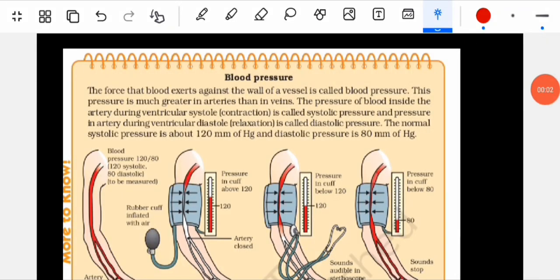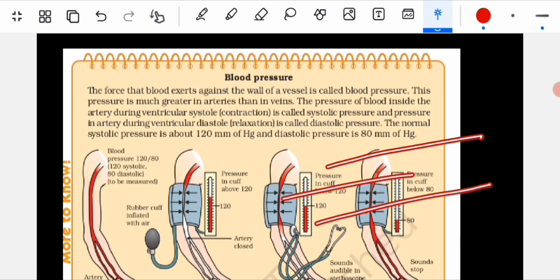So here is a very small topic, that is blood pressure. When we talk about blood pressure, the force that blood exerts against the wall of the vessel, we call that blood pressure. In the same way, you can give an example, like if there is a pipe, the water is flowing like this, but some of the water will flow and hit the pipe also. There some pressure is created.